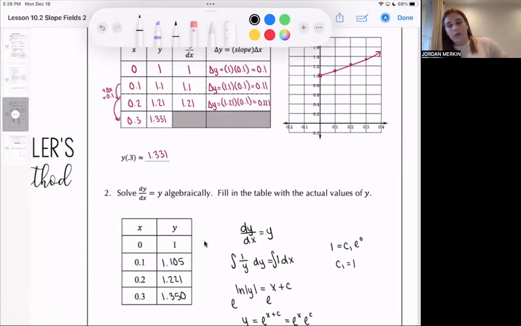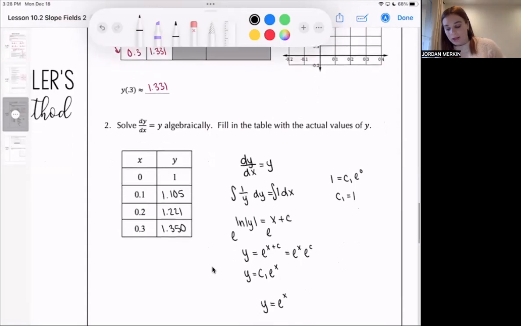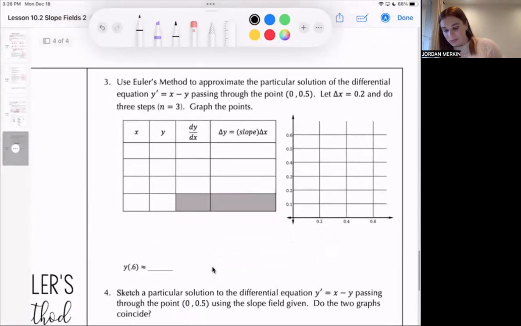Pretty close to 1.350. Now, obviously, the closer you are to your starting point with Euler's method, the more accurate it actually is. So be careful with that. You really only want to go so far with Euler's method in doing this approximation. All right, let's take a look at the last page.